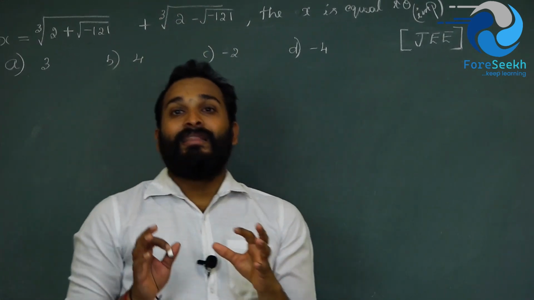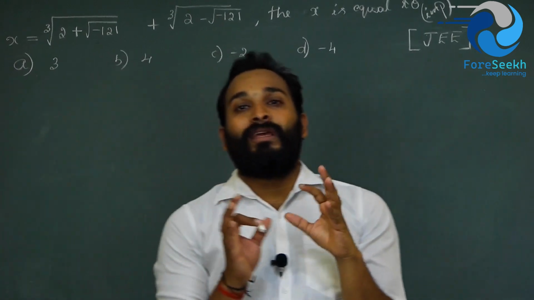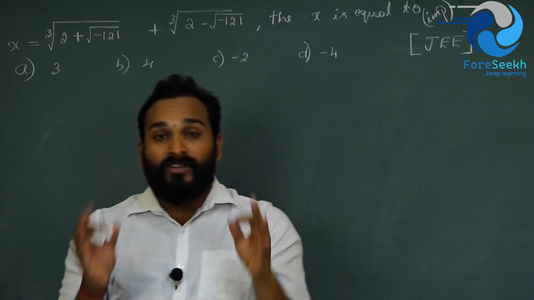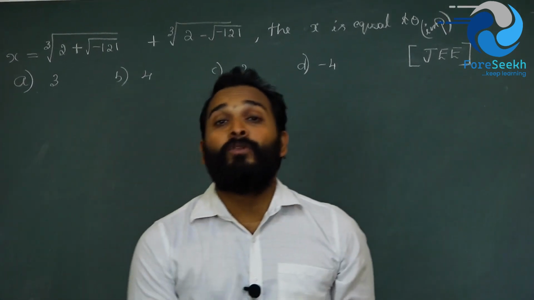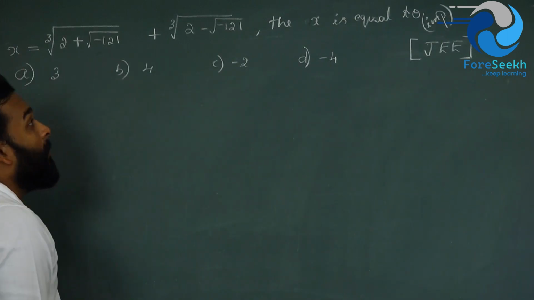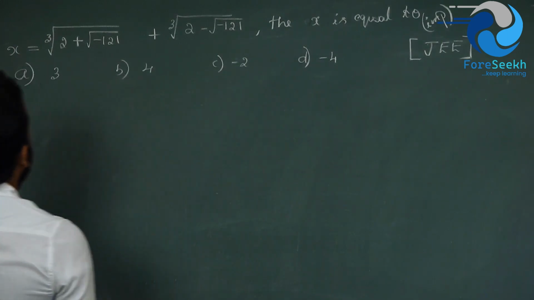If you notice, they have given the question in such a way that a student gets a little panicked looking at it, but it's actually very simple. Let's try to simplify it and write it first, and then find the value of x. Now what do we do first?